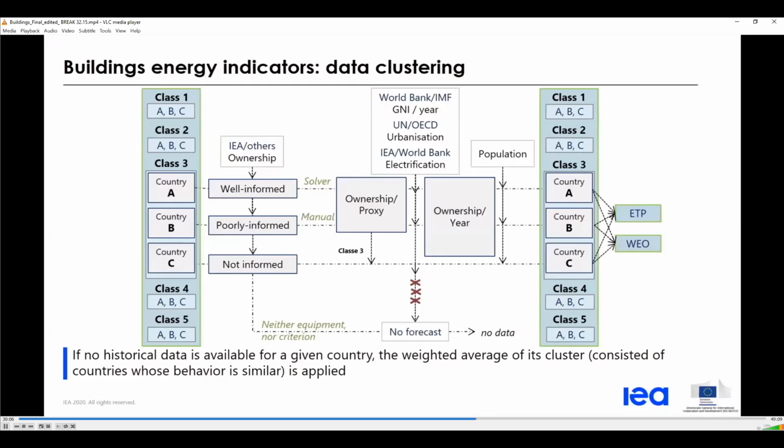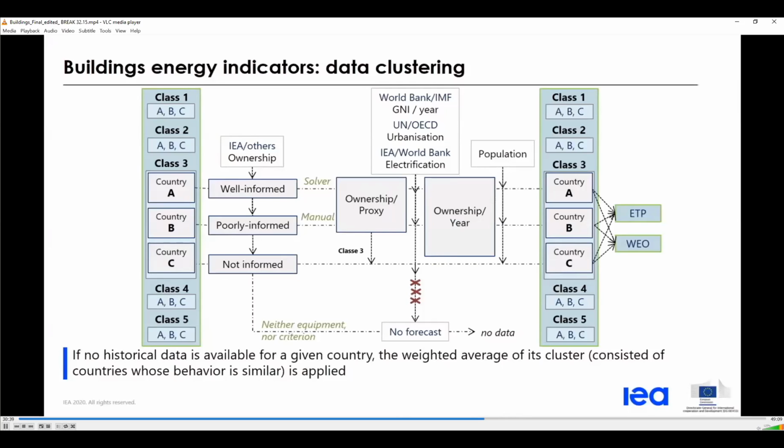The final situation is the situation of country C. So this is a country for which we have no data at all for activity variables for the end use that interests us. So in this case, we have no other options. All we can do is take the average curve of class 3, so the average of all the countries within this class. And so that means country C will just be described by the average throughout, because we don't have any data points to be able to shift and run through those data points.